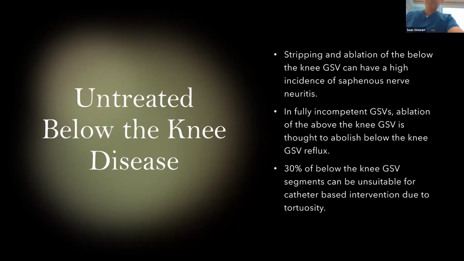A second scenario often encountered are patients who have had above-the-knee reflux treated, but their below-knee disease was left untreated. Why was the below-the-knee disease left untreated? Well, there's a high risk of saphenous nerve neuritis associated with below-knee GSV ablation done with thermal ablation techniques. Secondly, some doctors feel that below-the-knee disease will become clinically insignificant if above-the-knee disease is addressed. And lastly, it's estimated one-third of below-the-knee GSV segments are tortuous, thus not suitable for traditional treatment methods, especially the thermal modalities.